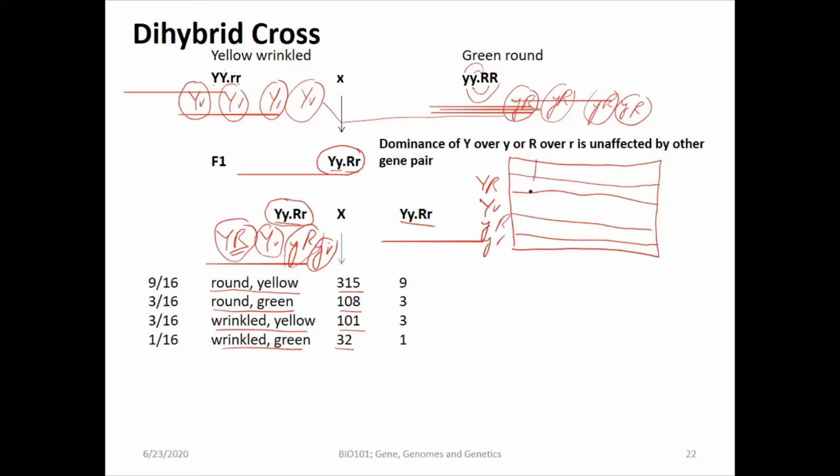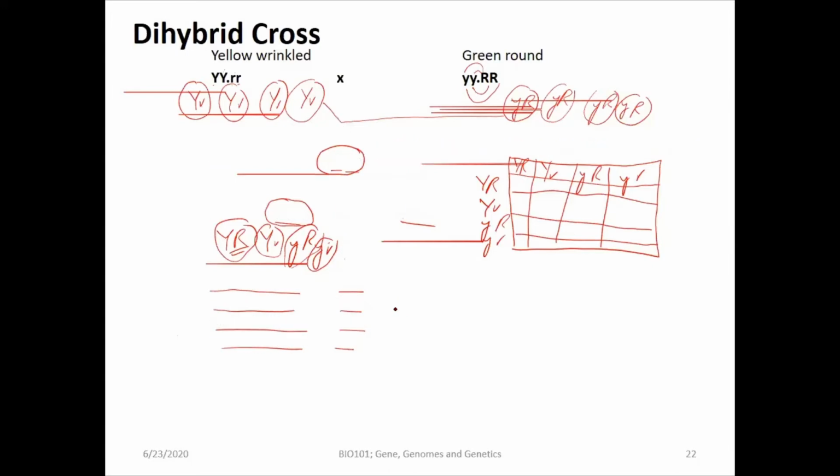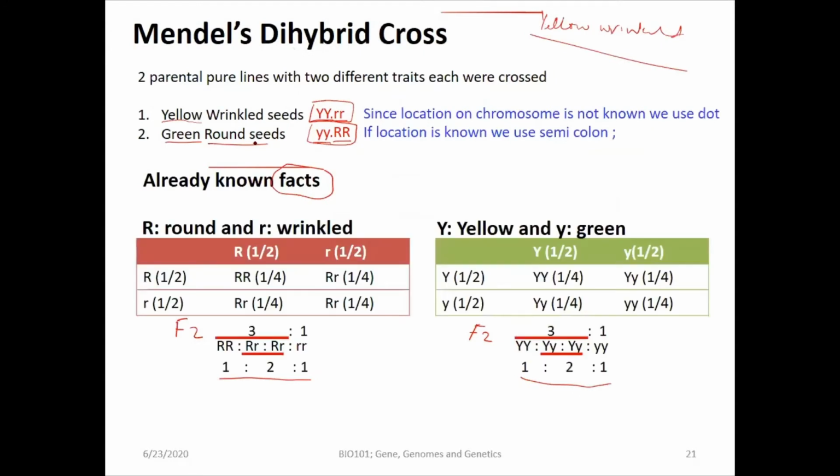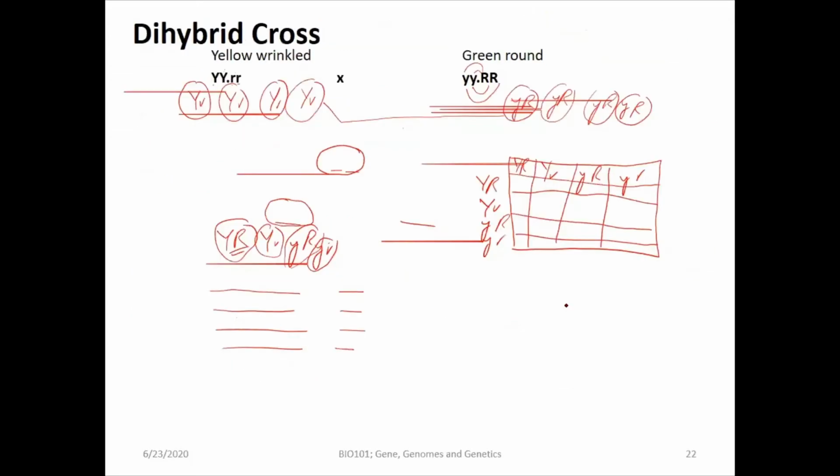And if you write on this side as well, capital Y capital R, capital Y small r, small y capital R, small y small r. So you will get these combinations, and based on phenotype, you got this. Now what Mendel said, he said, okay, let's see if the facts from monohybrid, whether these ratios, round versus wrinkled or yellow versus green, are conserved or no.